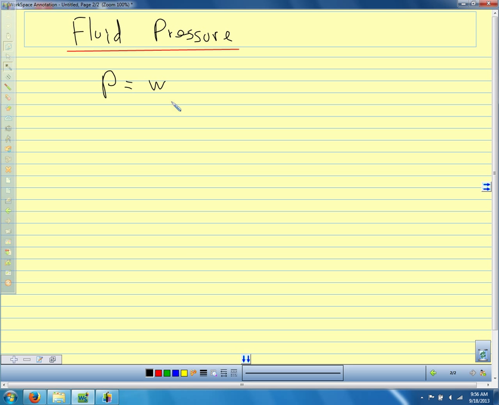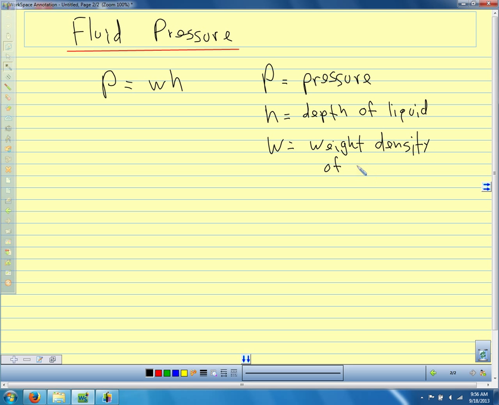is the weight of the liquid, or the weight density of the liquid, times h. So p is pressure. h equals the depth of the liquid. And w is the weight density. And by weight density, we mean weight per unit volume. So this is the pressure that's exerted on an object underwater. Basically, it's the weight of the water times your distance below the water.